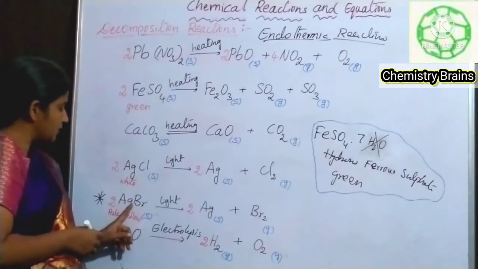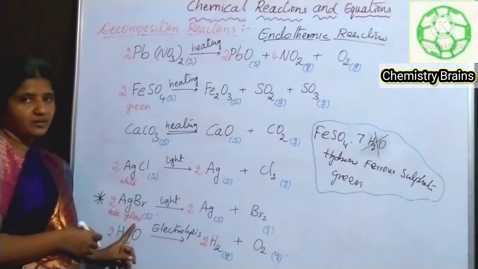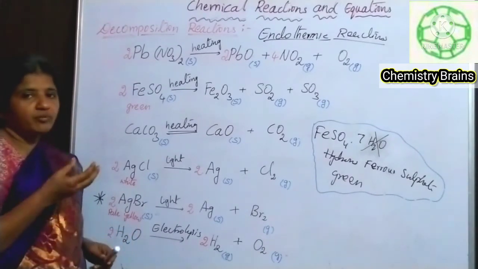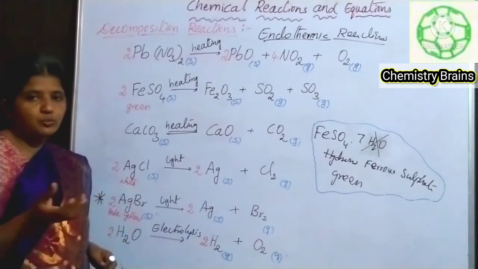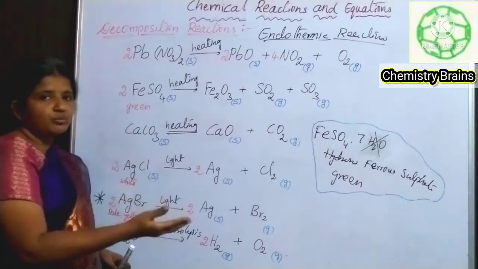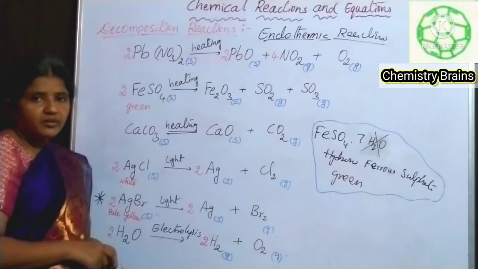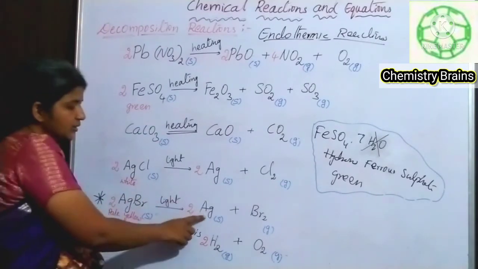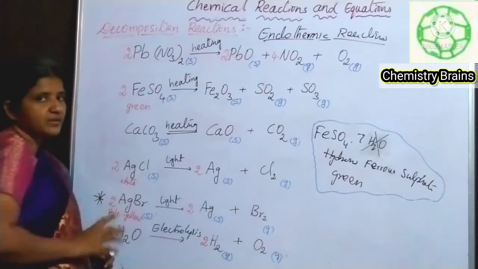Silver bromide is a pale yellow color. If you take some amount of silver bromide in a china dish and expose it to sunlight, what will happen? The pale yellow color will change to gray, because of the decomposition of silver bromide to silver and bromine in the presence of sunlight.